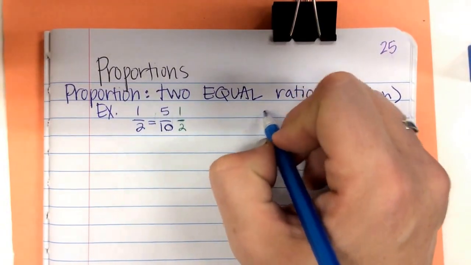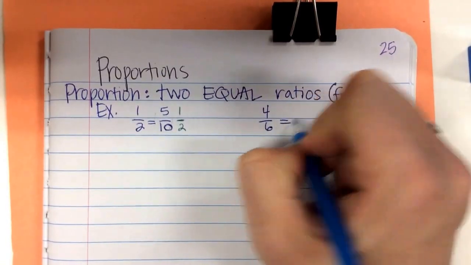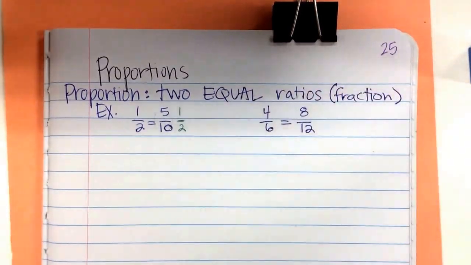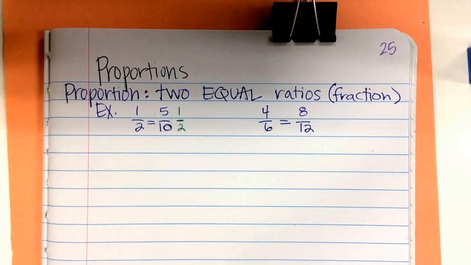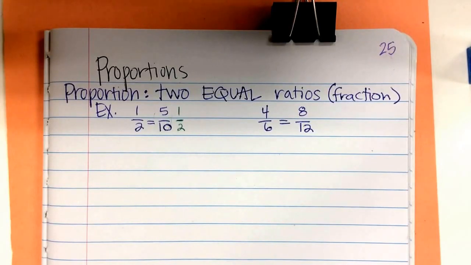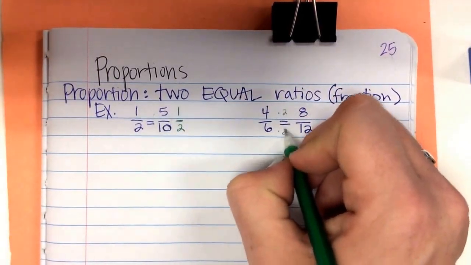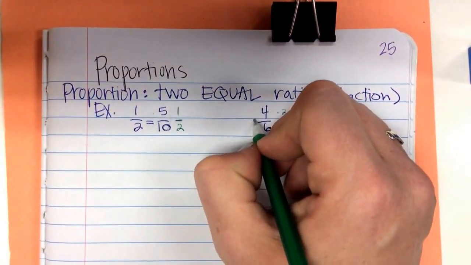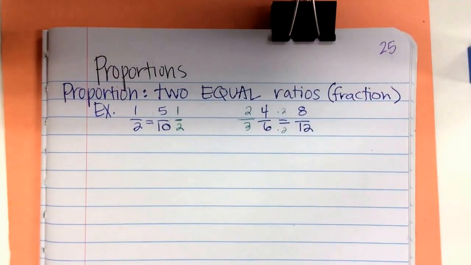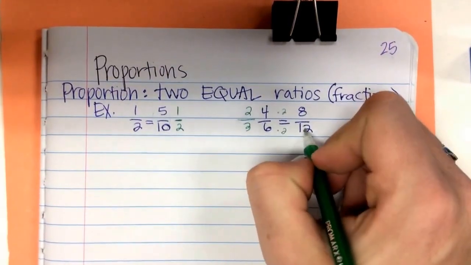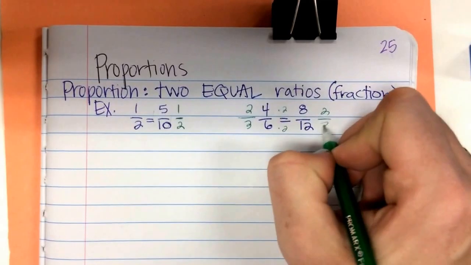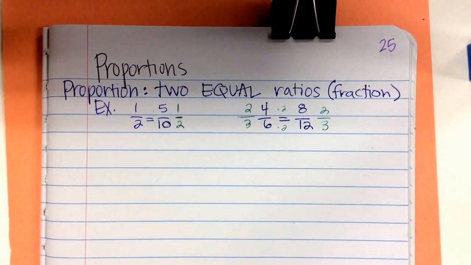Or another example is 4/6 is equal to 8/12. But how do I know that those two are equal? Safi, how do you know? Yeah, I multiply both by 2. Or 4/6 simplified is 2/3, right? And 8/12 simplified is 2/3. They're equal. They're the same. I know that they are a proportion.